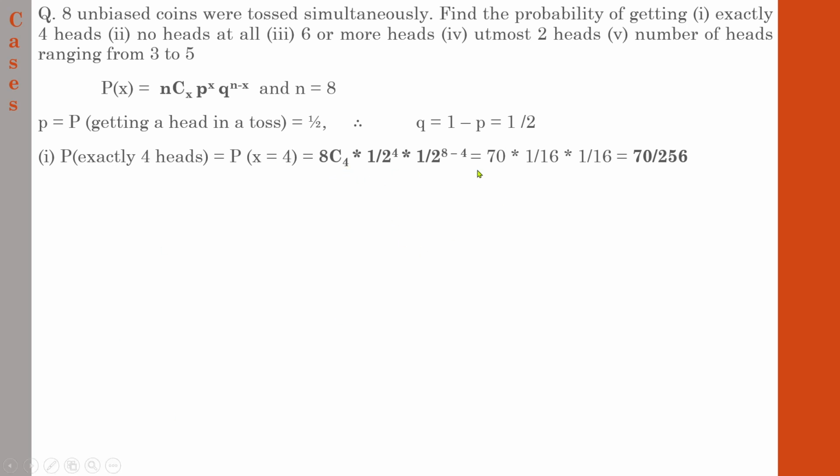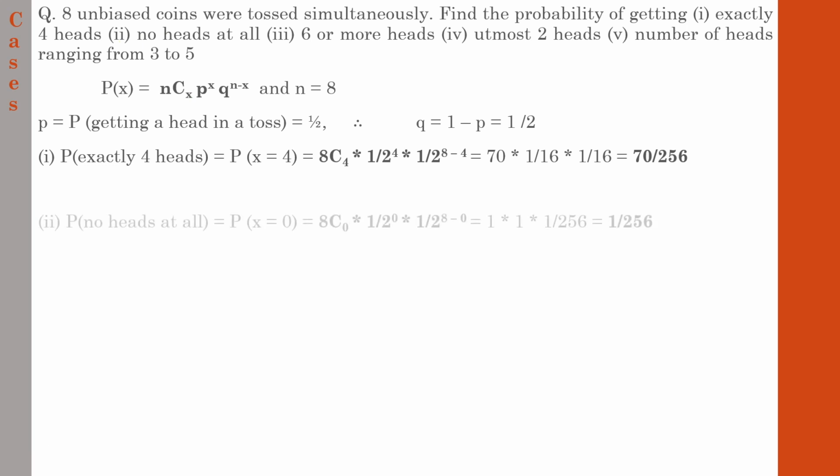So 8C4, you will get 70. 1 by 2 to the 4 means you have to multiply 1 by 2 four times, so you will get 1 by 16, into 1 by 2 raised to 8 minus 4. 8 minus 4 means what? It will be 4. So 1 by 2 raised to 4, again 1 by 16. If you solve this, you will get 70 by 256. So you have got the probability of exactly 4 heads using binomial distribution. So the first part of this question is over.